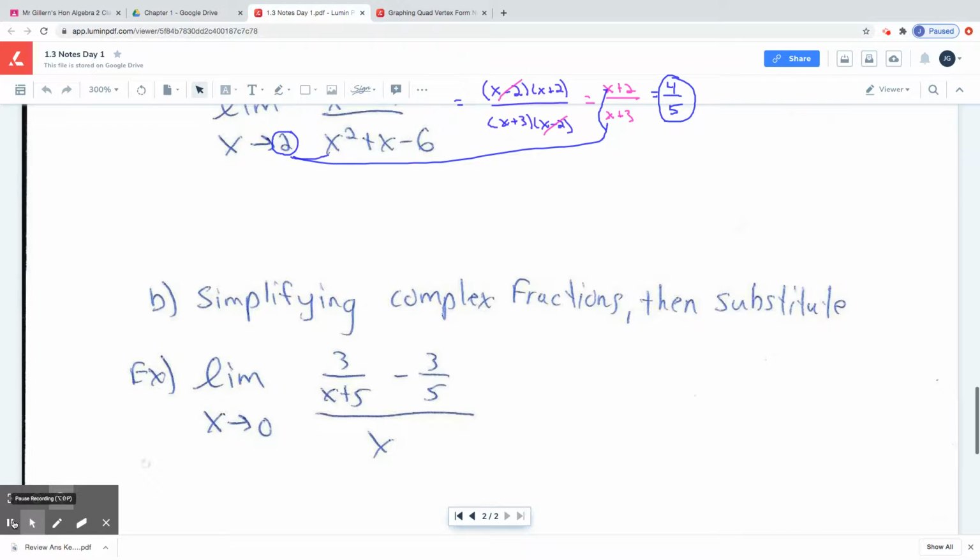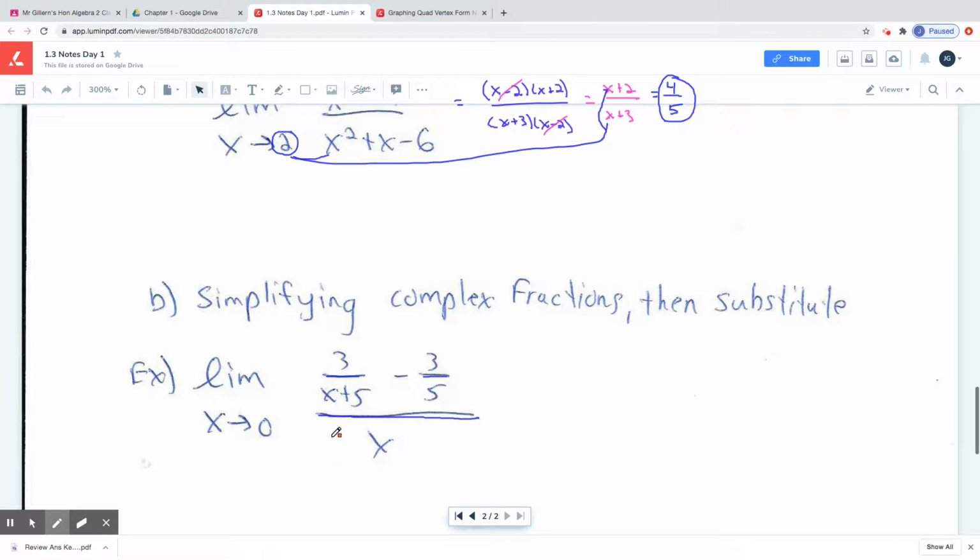All right. Now, next one. The next type is a complex fraction. Well, what is a complex fraction? A complex fraction is when we have a big fraction bar, and then we have other fractions within it. That's what we call a complex fraction.